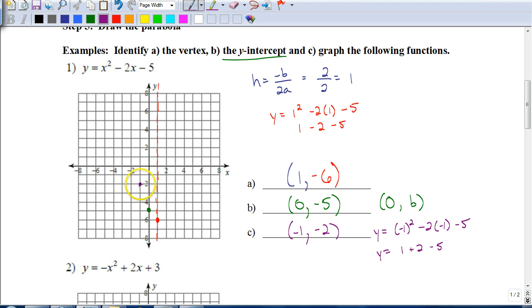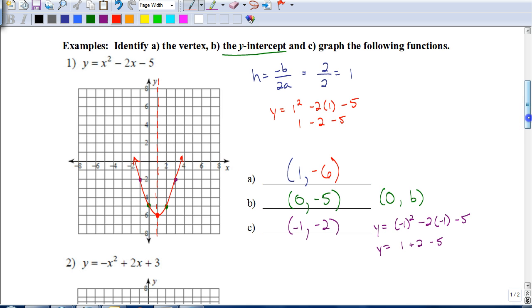Now I'm going to reflect these points. So this point here that I just graphed, I'm going to reflect that. It's 2 units to the right of the line of symmetry. This one here is 1 unit to the left of the line. I'm going to reflect that, so it's 1 unit to the right of that line of symmetry. And now I just connect these, and I have my parabola.